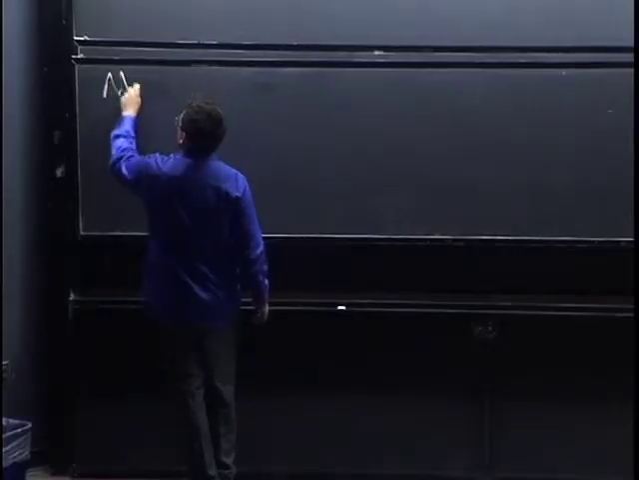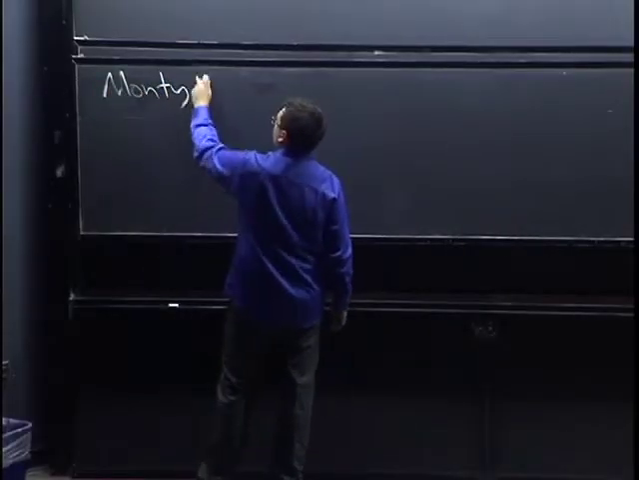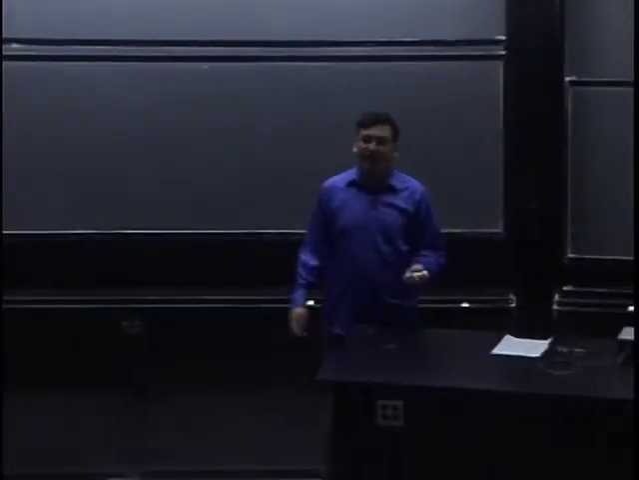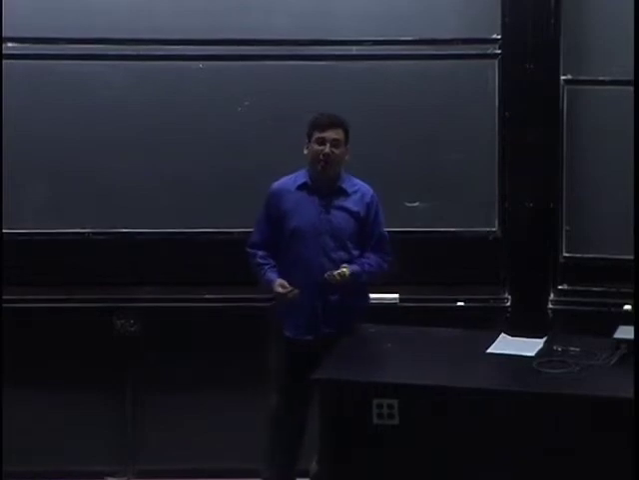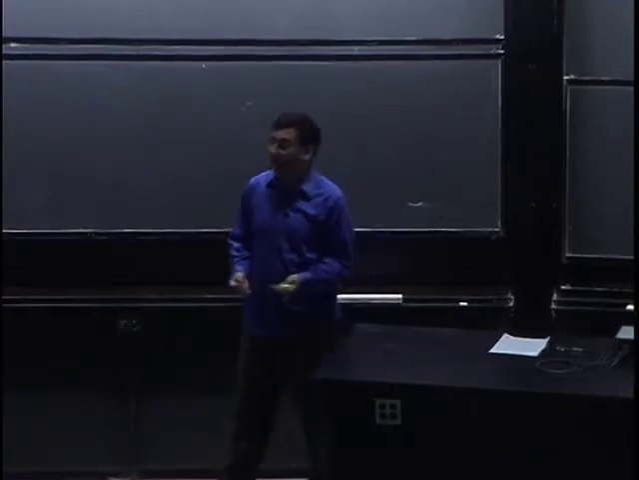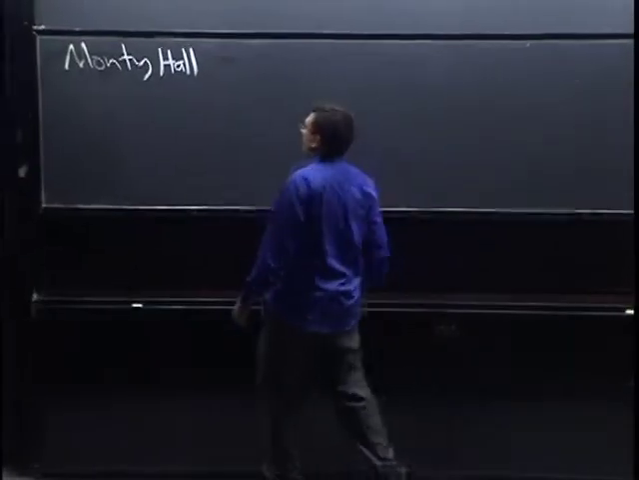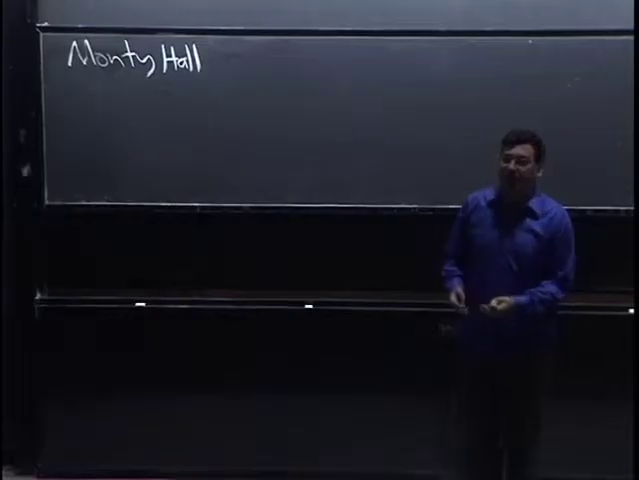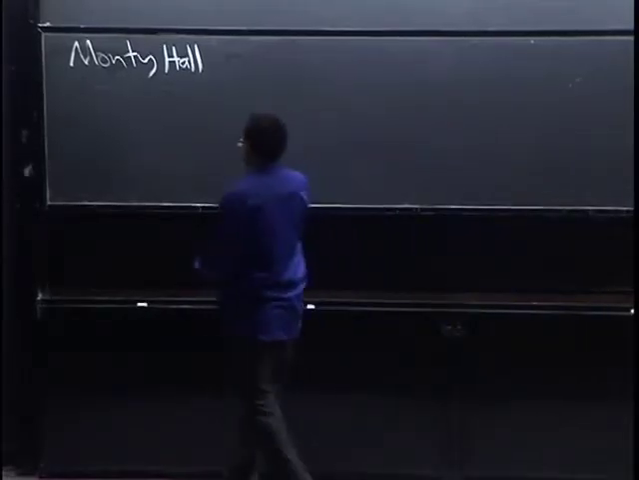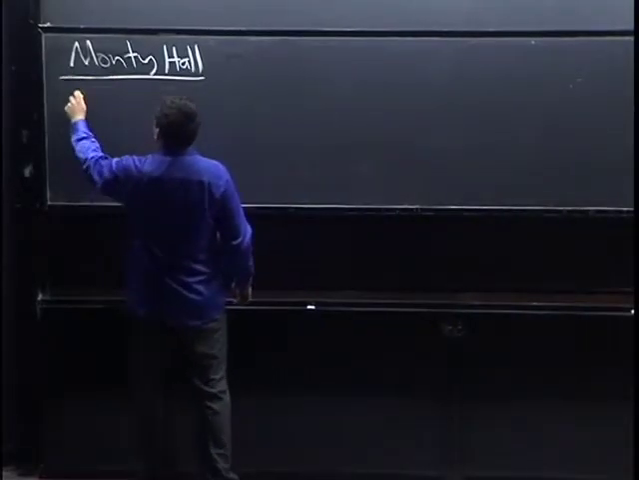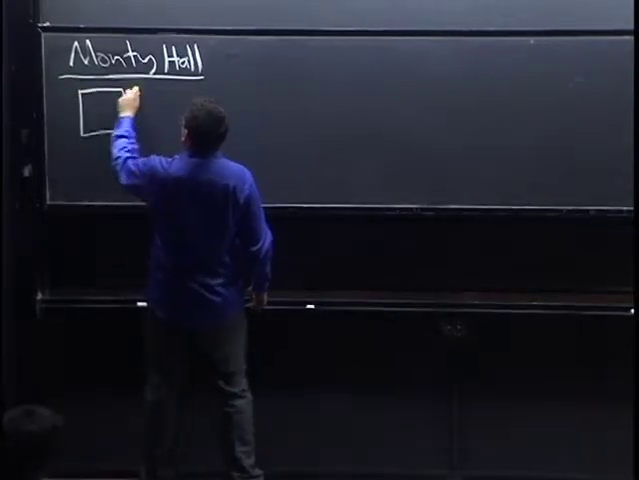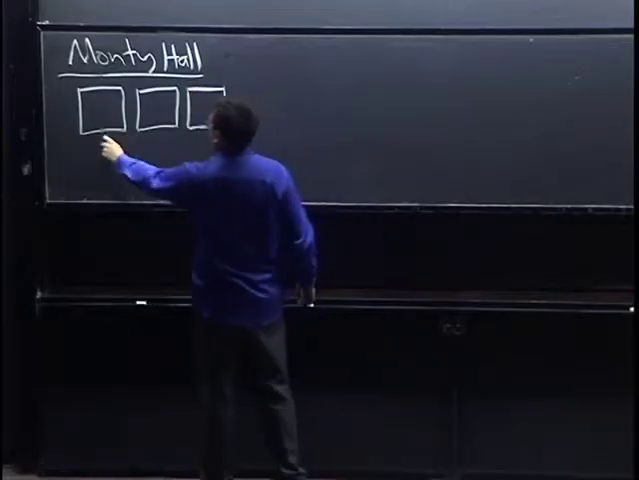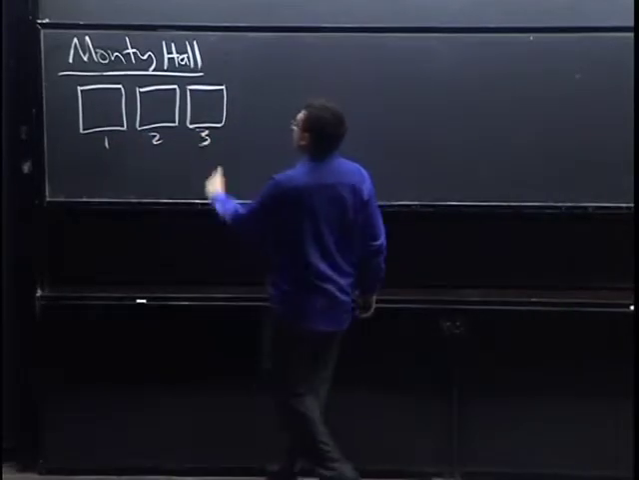So Monty Hall is a game show host. He's retired now, but for many years he hosted a game show on TV called Let's Make a Deal, and so the problem is named after him because it's not exactly what he did on his game show, but he did kind of similar types of games on his show. So the game is like this. There are 3 doors. Let's just call them door 1, 2, and 3.